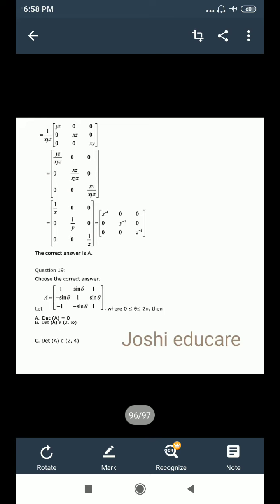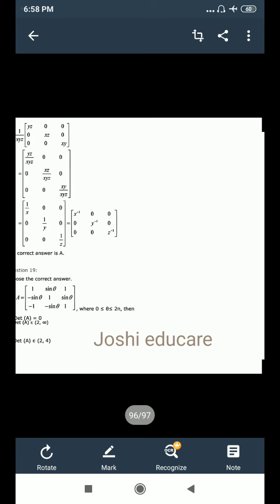Question number 19. Choose the correct answer. A matrix A is given where theta is such that 0 is less than or equal to theta is less than or equal to 2 pi. Then you have to find the value of the determinant of A. So just calculate the value of the determinant of A.